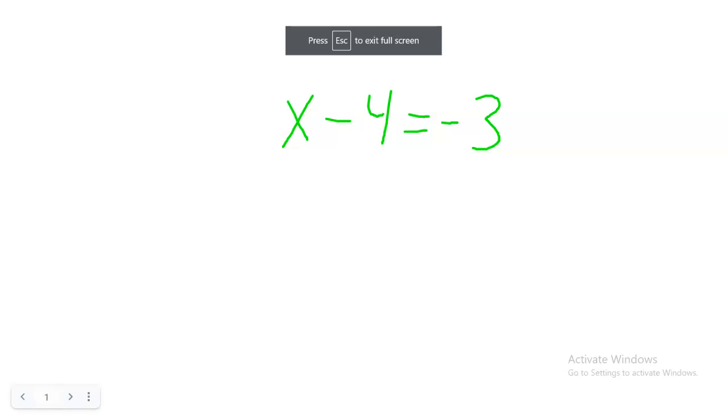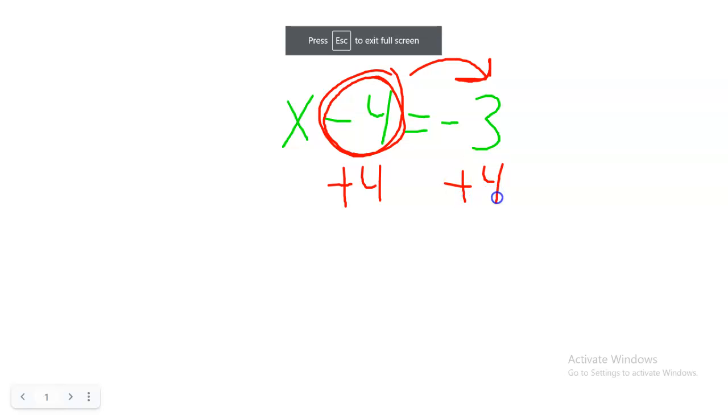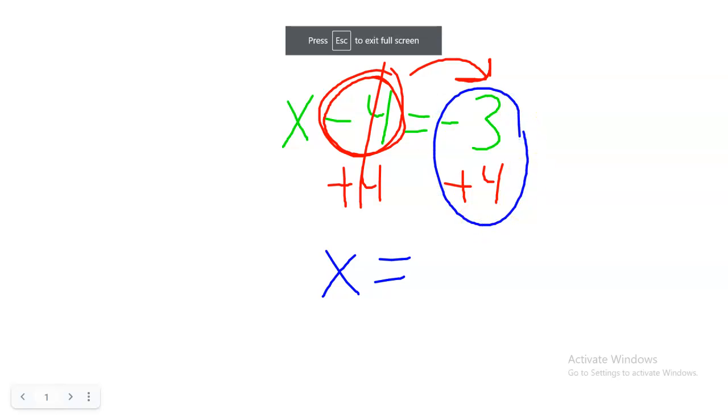So in order to get the x by itself, I have to do something with this -4 here, and I want to move it to this side. So to do that, I can add 4 to both sides, because right here 4 is being subtracted. That's why it's negative. And the opposite of subtraction is addition. So I can add 4 to both sides. If I do that, these cancel. And I'm left with x on the left. And then -3 plus 4.